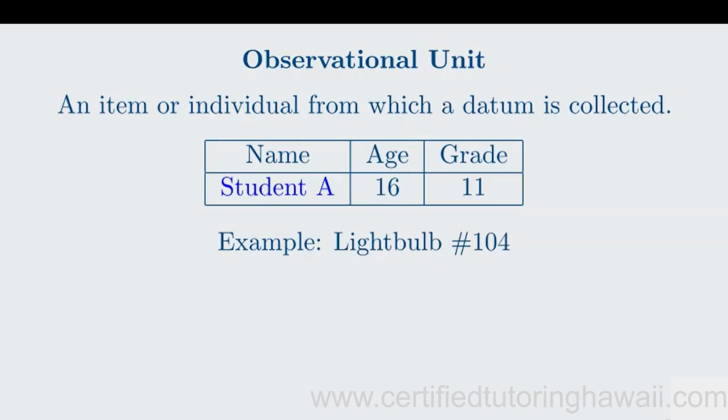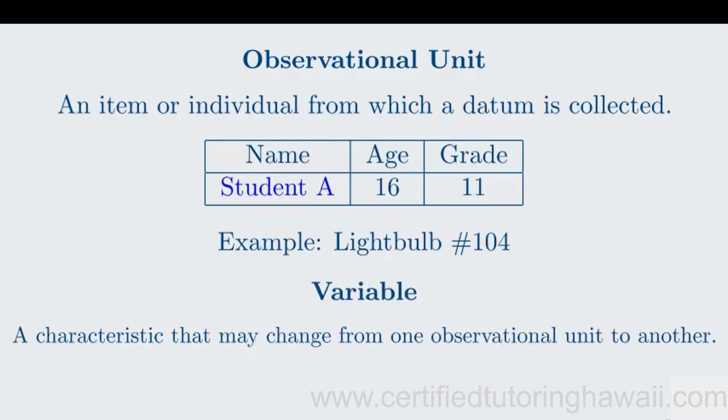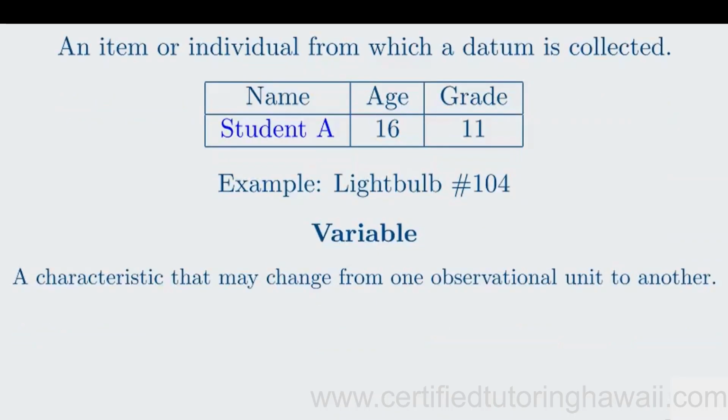Variables are what we measure or record about those units. A variable is a characteristic that may change from one observational unit to another. For a student, variables might include their height, their eye color, or their grade level. These values vary from person to person, which is why we call them variables.